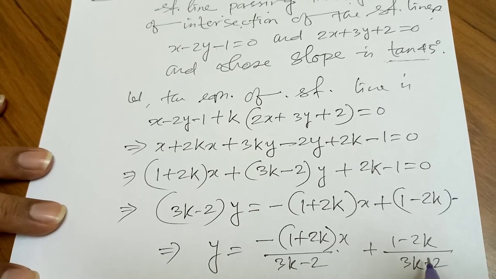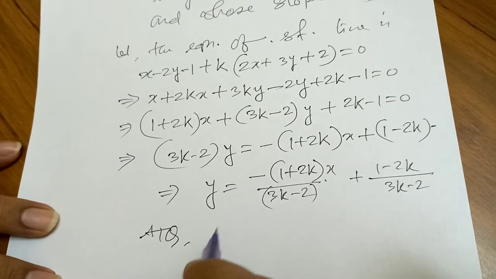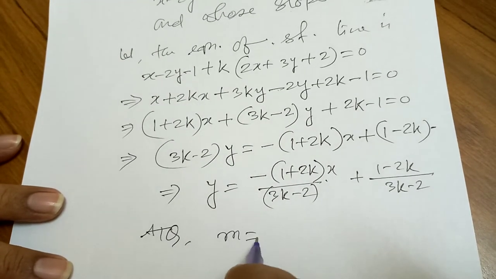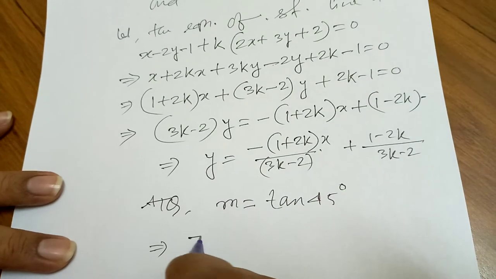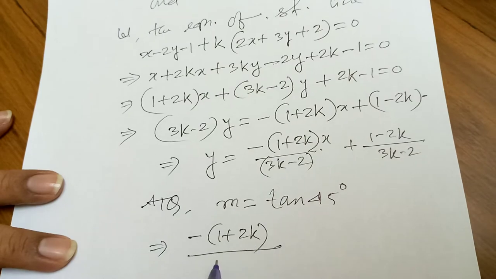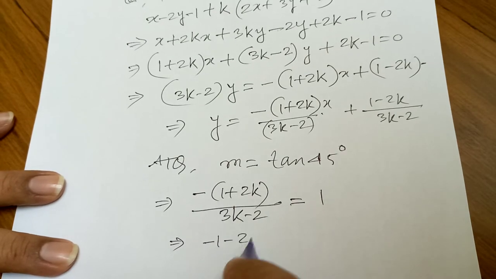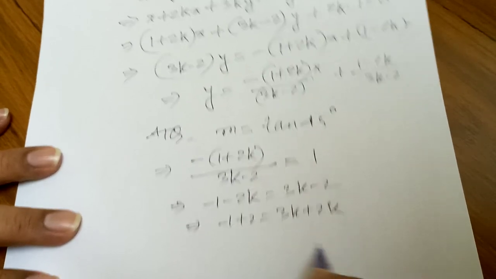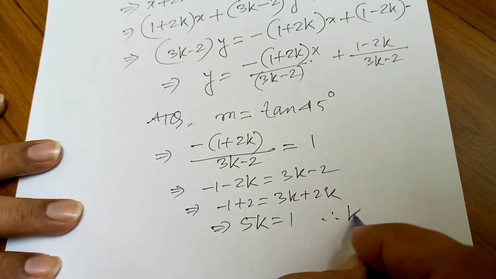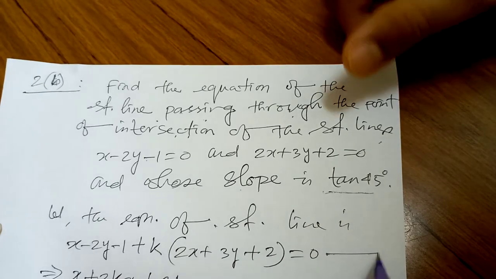So y equal to mx plus c. Here the coefficient of x is the slope of this line. According to the question, slope m equal to tan 45 degrees, and here m is the coefficient of x, so minus (1 plus 2k) over (3k minus 2) equal to tan 45 degrees equal to 1, or minus 1 minus 2k equal to 3k minus 2, or minus 1 plus 2 equal to 3k plus 2k, or 5k equal to 1, so k equal to 1 by 5. So putting the value of k in our required equation.